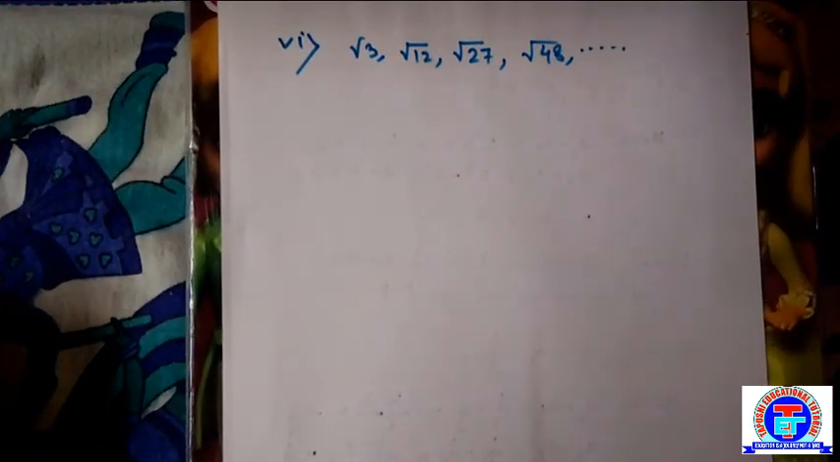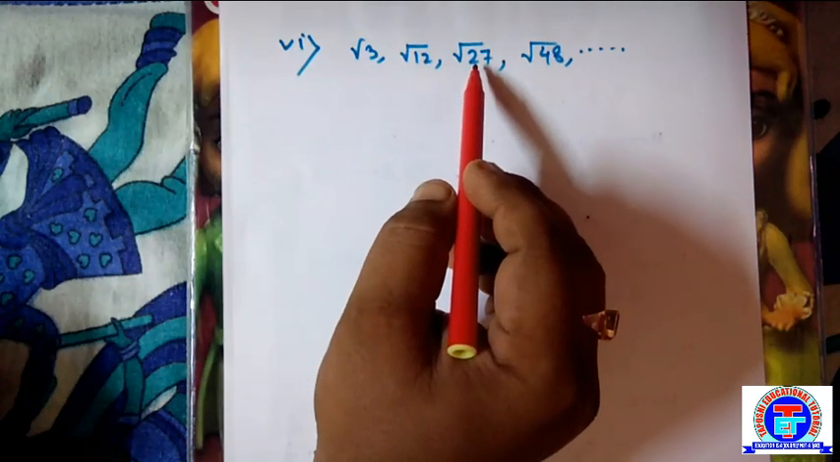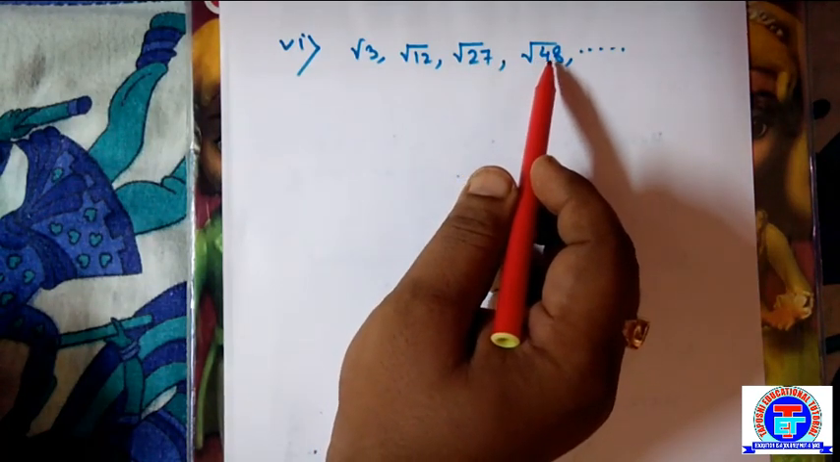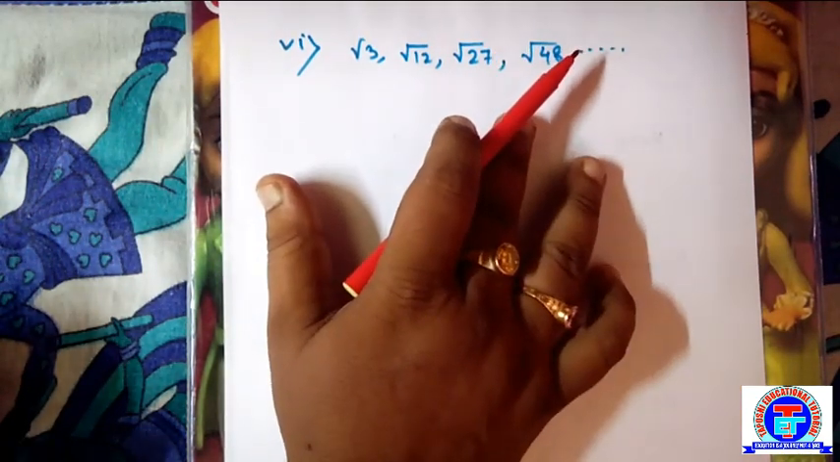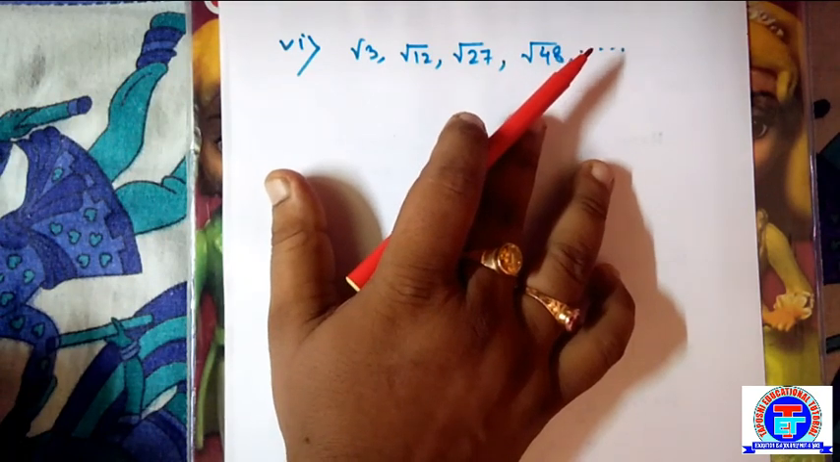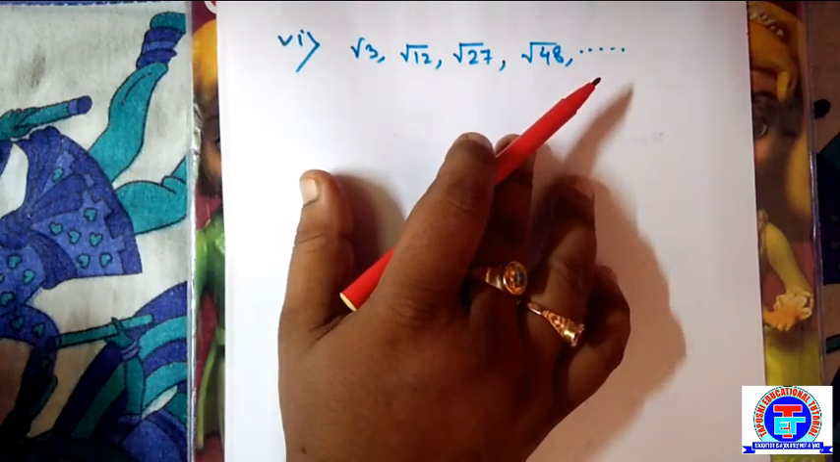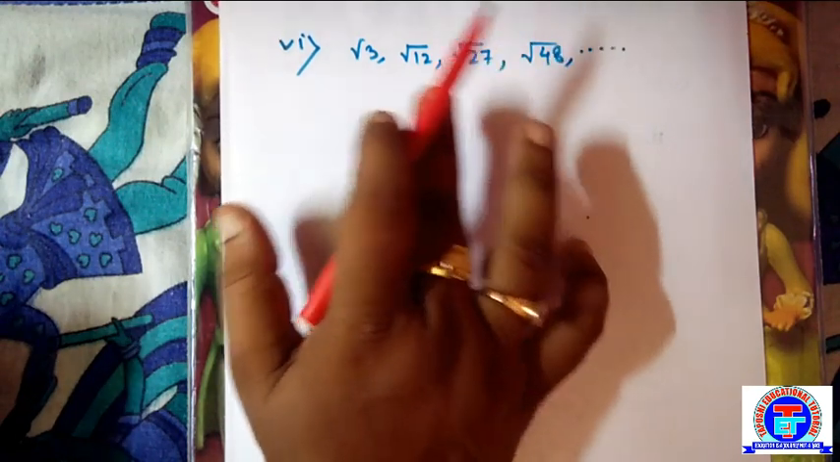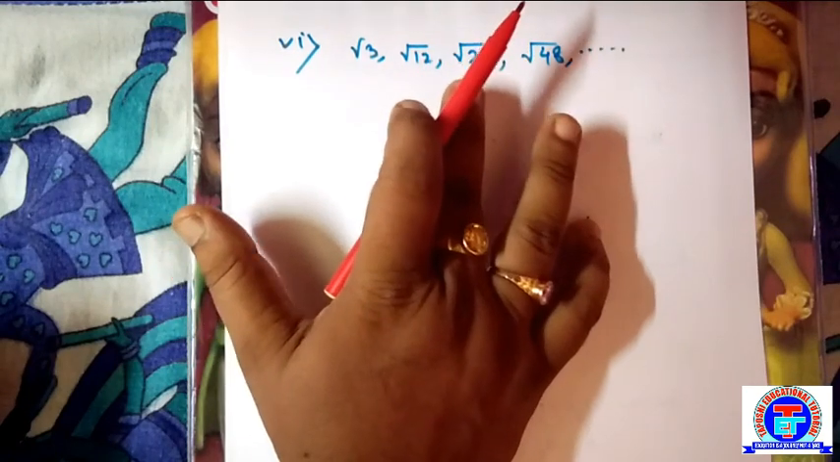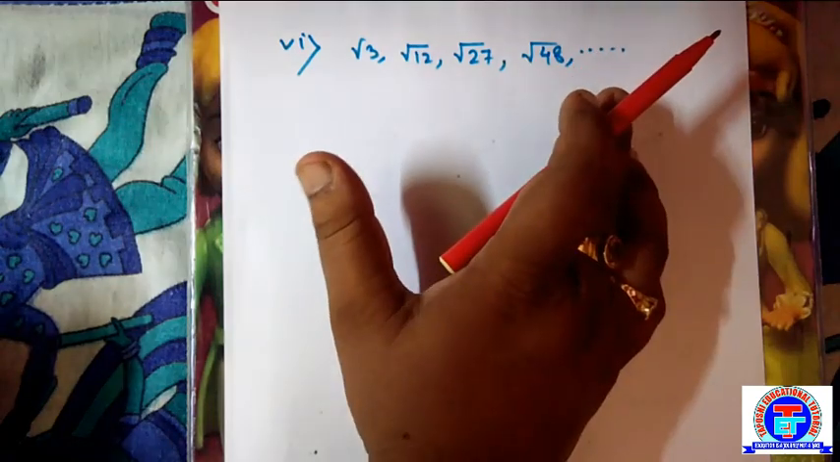Now, the last list of numbers here: root 3, root 12, root 27, root 48, and so on. Is this list of numbers from an AP or not? Let's justify. The given list of numbers is here root 3, root 12, root 27, root 48, and so on.